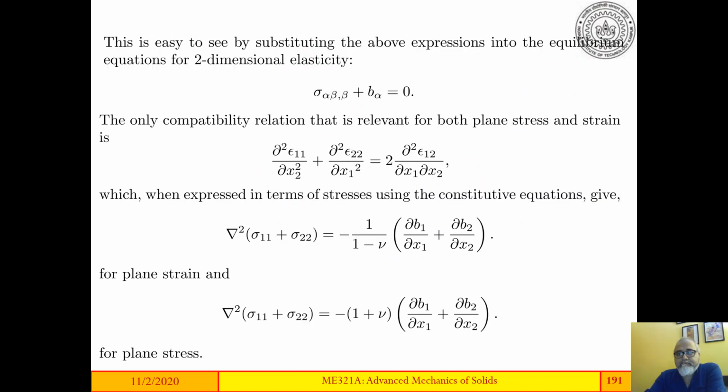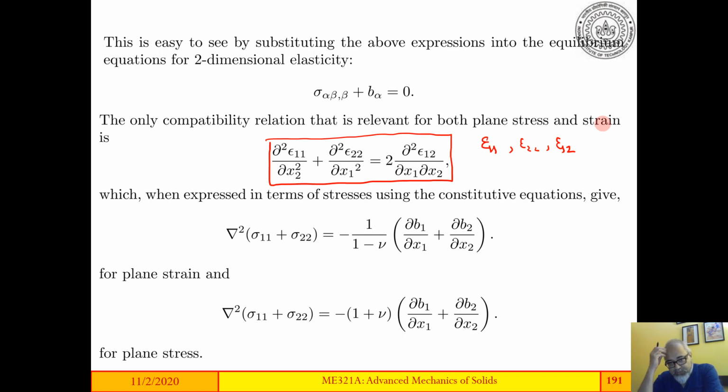Now the only compatibility equation in plane strain and plane stress is this. Out of the six, only this is valid, because the only non-zero components of strain are epsilon 11, epsilon 22, and epsilon 12. Epsilon 33 is there in the plane stress case, but it's not independent. So this is the only one that you need to satisfy. Now what I do is I convert this into an equation in terms of stress. The way I do it is I go back to the constitutive equation.